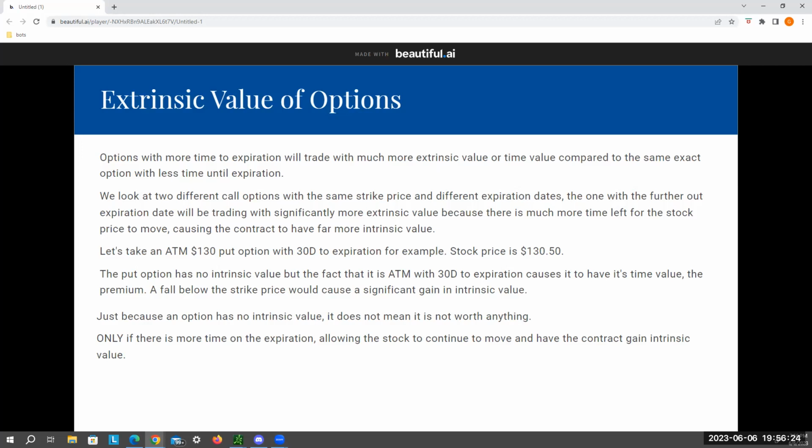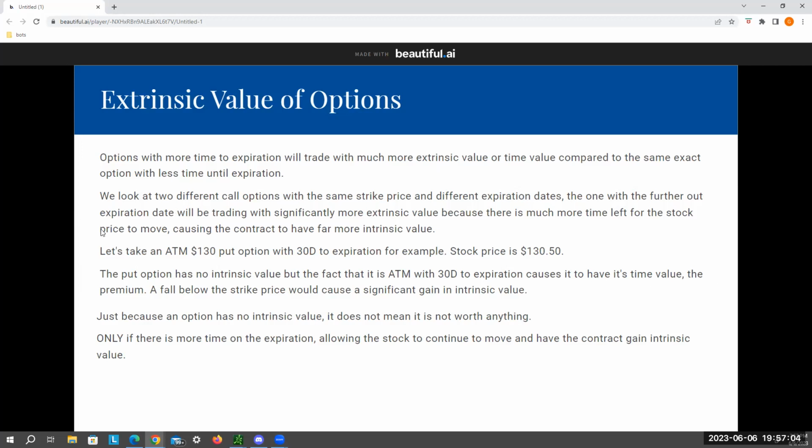Now we'll look at two different call options with the same strike price and different expiration dates. The one with the further out expiration date will be trading with significantly more extrinsic value because there's much more time left for the stock price to move. So let's say this. If the contract expires on Friday, the price of Apple is 150, and you have 140 puts for the end of this week, but we're sitting in a range between 145 and 150, having only a few days for your contract and a low amount of extrinsic value, it's not going to give you enough time value for your contract to gain its intrinsic value, because your contract is going to be losing to time decay. And we'll get into that, which is theta.